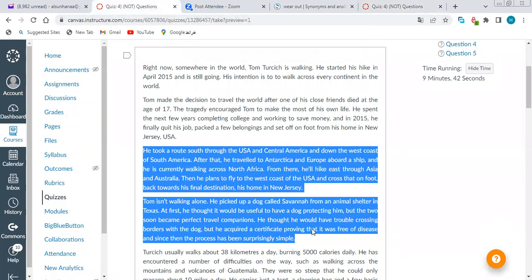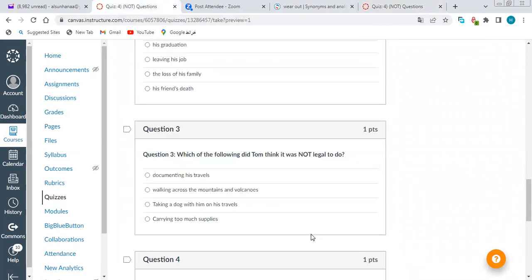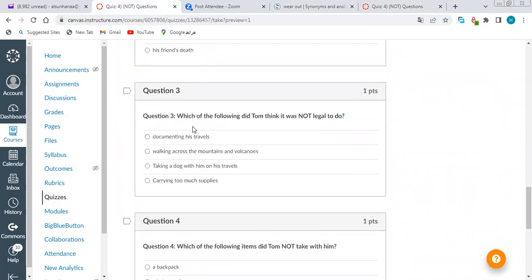Show your answer. Again, the question: Which of the following did Tom think it was not legal, يعني غير قانوني, to do? Documenting his travel, walking across the mountains, taking a dog with him, or carrying too much supplies. If you remember, guys, documenting his travels and walking across the mountains were already done and stated in the passage. So it's not the right answer.